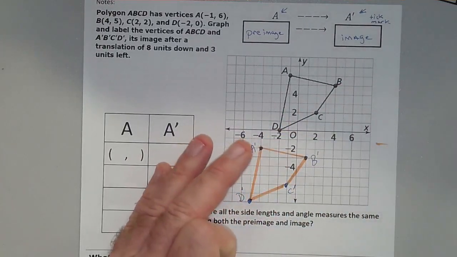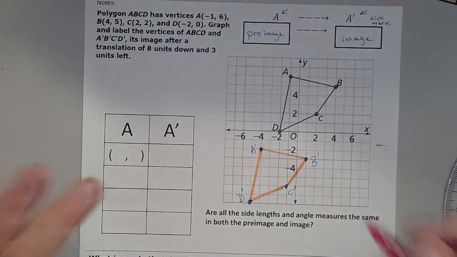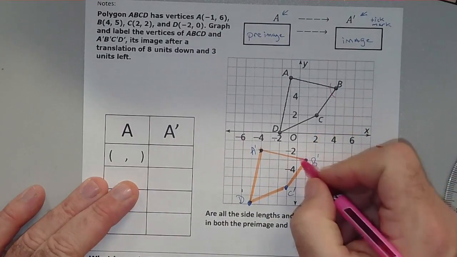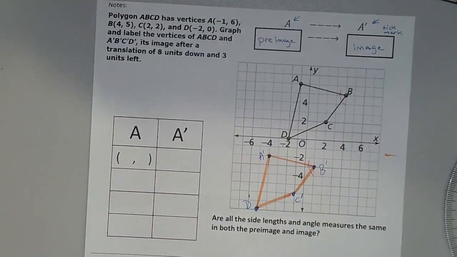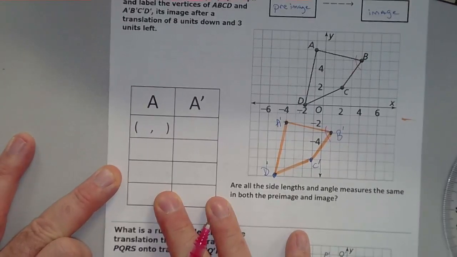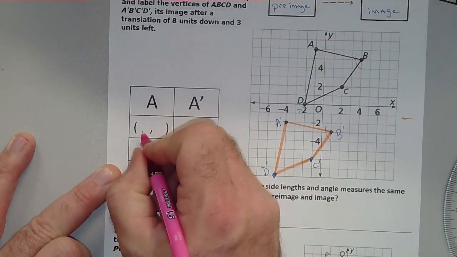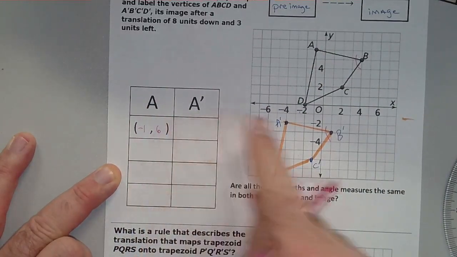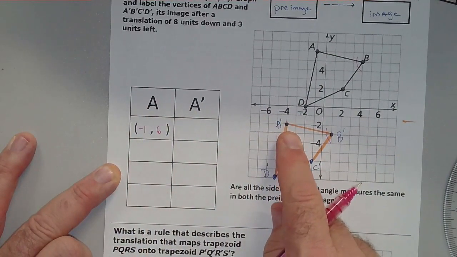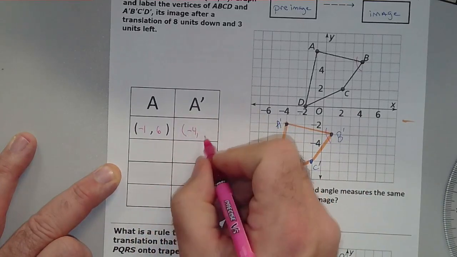There's that one. All right, so if you look at that, has the shape changed? No. Has the size changed? No. Have the angles changed? No. So angle ABC is the same as angle A prime, B prime, C prime. Now over here, what I want to show you is this. Our original A, the pre-image A, is (-1, 6). And then our A prime becomes (-4, -2).